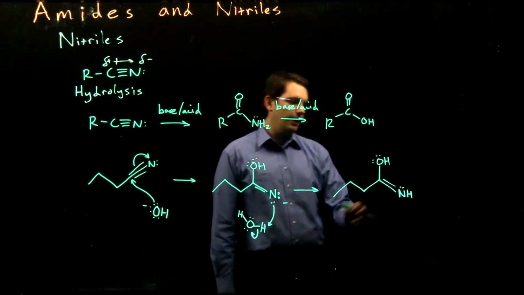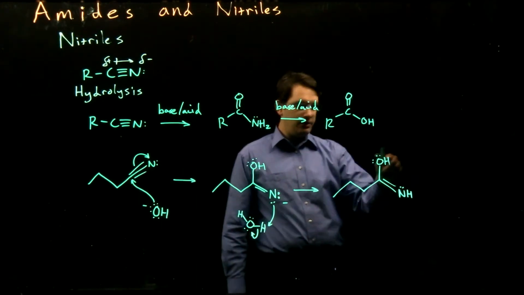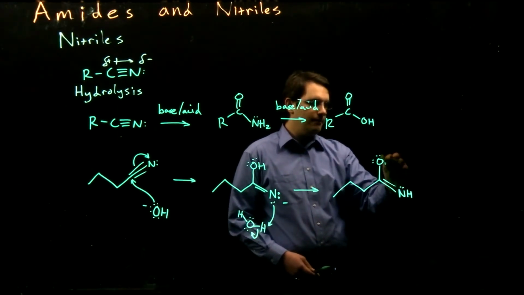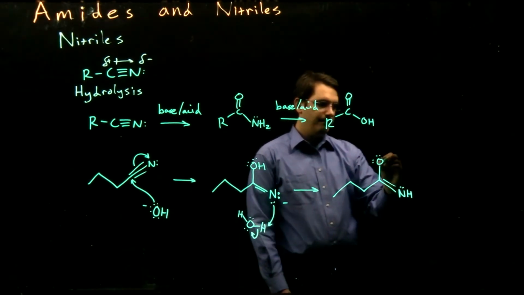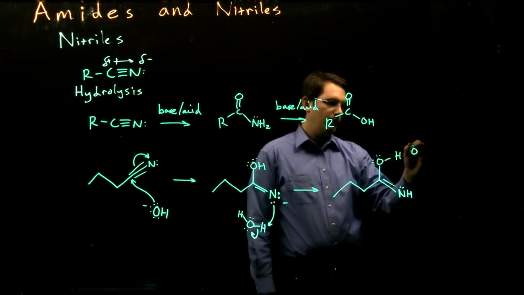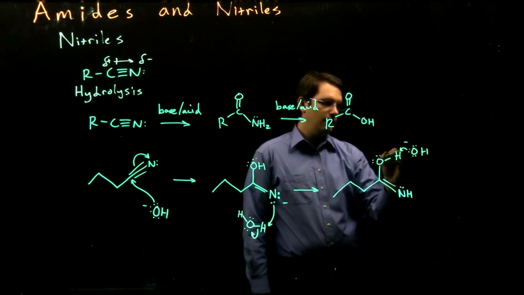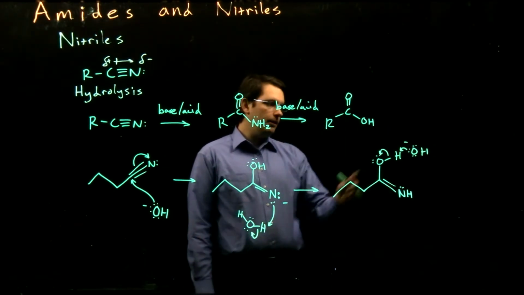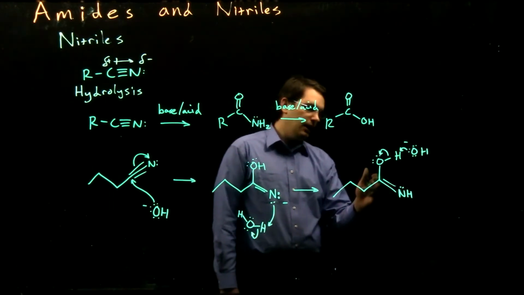So all we have to do here is a proton exchange. So we're going to have a base come in and take off this hydrogen. Since we're doing this under basic conditions, pull that off. That will make our oxygen negatively charged.